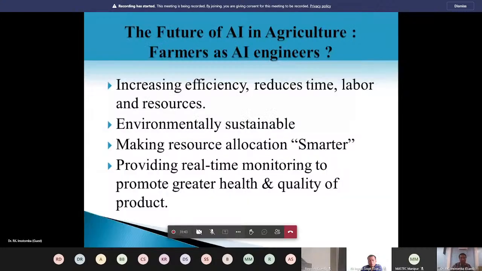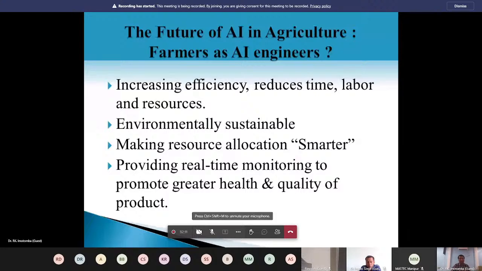Then in future, AI in agriculture, farmers as AI engineers, AI helps us increase efficiency and reduce time, labor, and resources. Most probably, it is environmentally friendly and sustainable, and it gives real-time monitoring to promote greater health quality of the products.